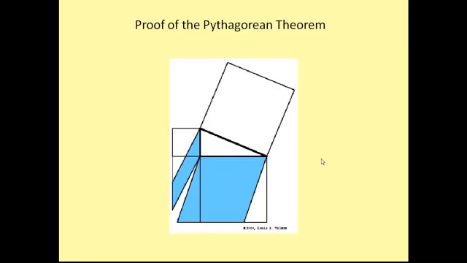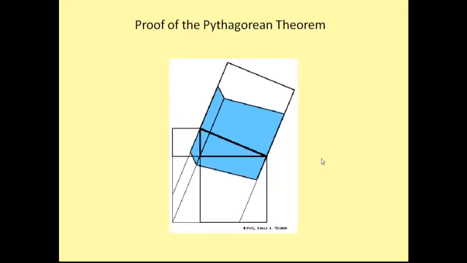You'll note that just by changing the angle of the rectangle, it doesn't actually change its area. And what we find is, indeed, those two areas added together give us this biggest area.